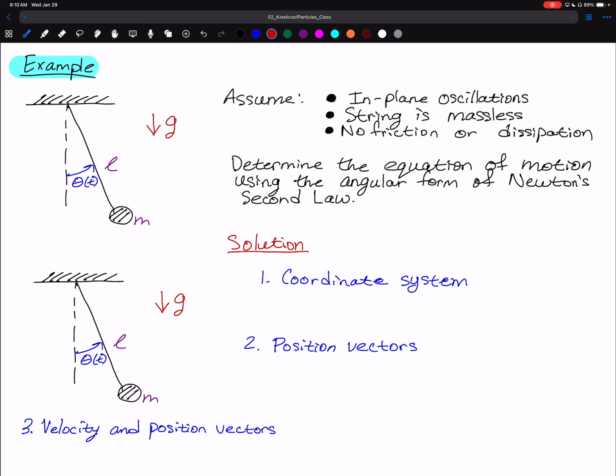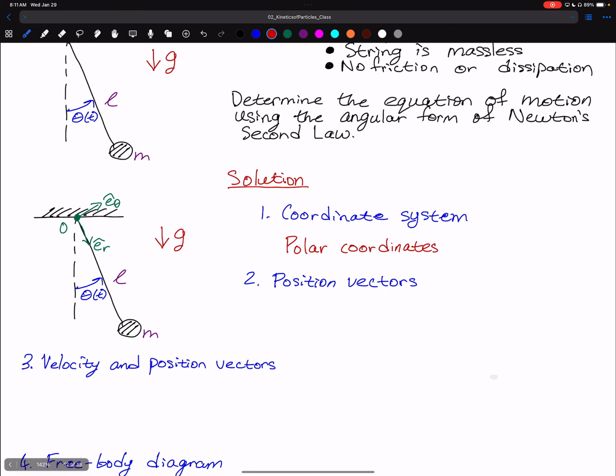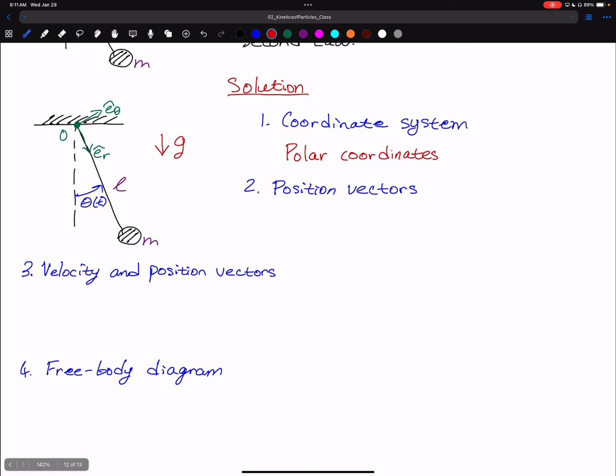We're going to begin by starting with a coordinate system. We're going to put our origin at the point of rotation, and in this case, we're going to use polar coordinates. Although you don't have to use polar coordinates, you can still use Cartesian if you want. But polar will drastically simplify the analysis. That's our e hat r, e hat theta. Polar coordinates is best used when you've got rotation about a single fixed point, which is what we have here, and that's why we're going to use it.